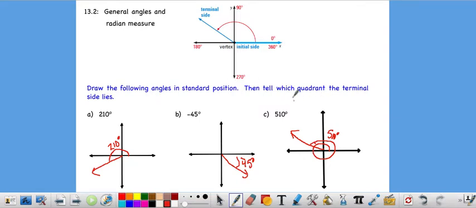I didn't do this part. Tell which quadrant the terminal side lies in. What quadrant is this in? This is quadrant 3. This is quadrant 4. And this is quadrant 2. Remember, quadrants are 1, 2, 3, and 4.